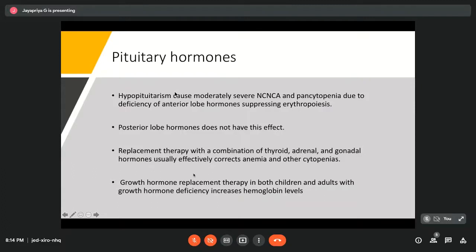In addition, growth hormone, which is also an anterior lobe hormone, will accelerate erythropoiesis. So when growth hormone replacement therapy is given in children and adults with growth hormone deficiency, hemoglobin levels are seen to increase.